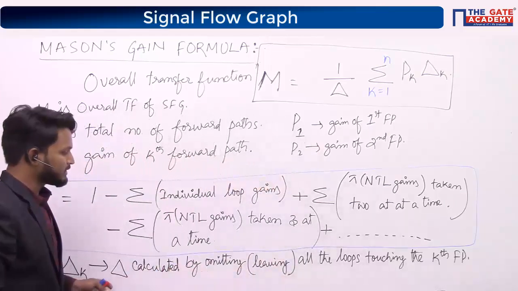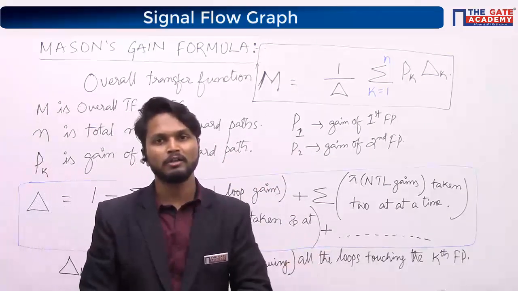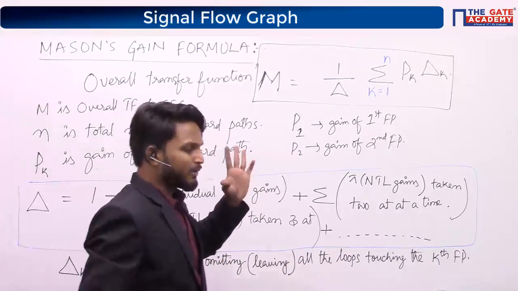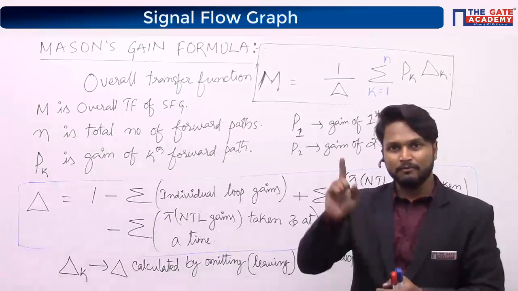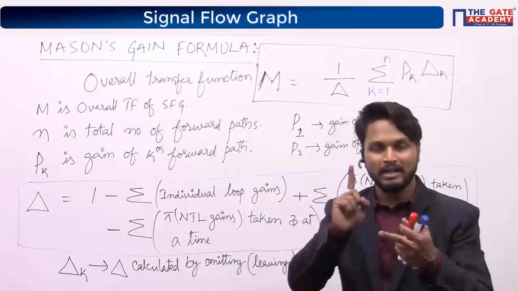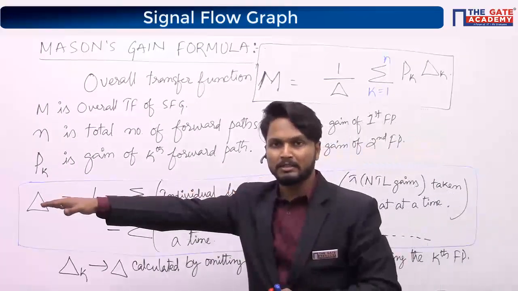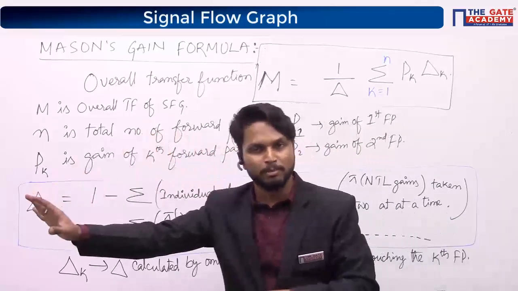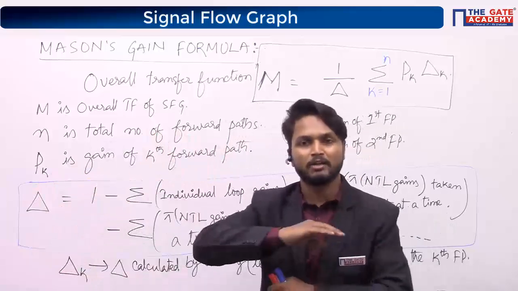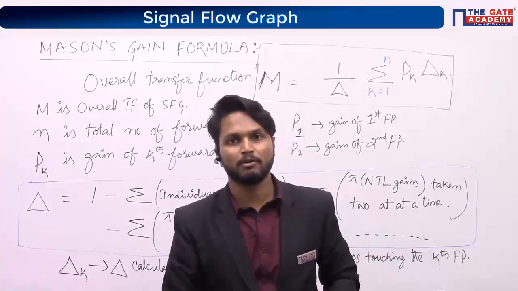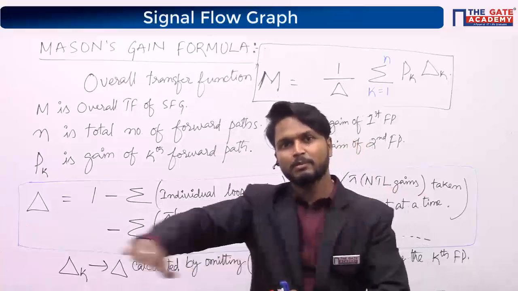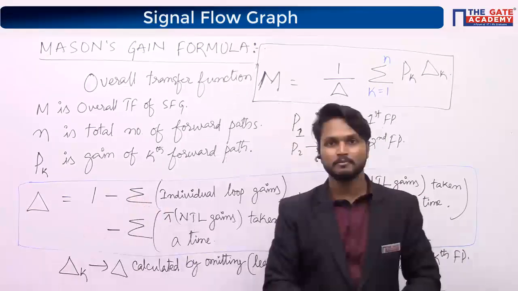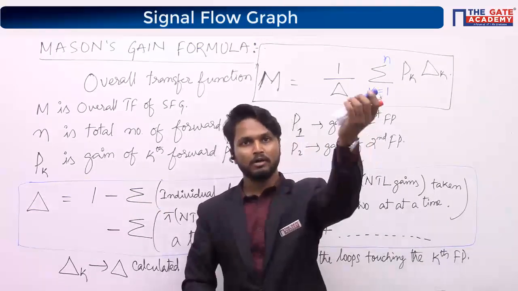Delta K is delta calculated by omitting all the loops touching the kth forward path, right? So how will you calculate delta K? If you want to calculate delta 1, you will take the first forward path. You will see whichever loops are touching the first forward path, eliminate all those loops, forget about them, and calculate delta. That's it. Delta K, delta 1 or delta 2.